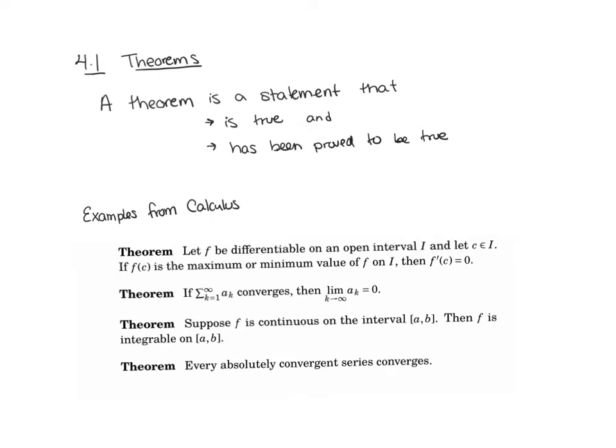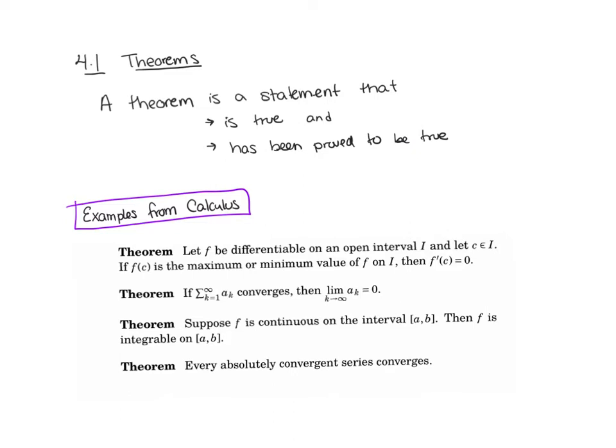We've actually seen a bunch of statements before in calculus, so we've copied some calculus examples here from the book. The first one says, let f be differentiable on an open interval I, and let c be a point in I. If f of c is a maximum or minimum value of f on I, then f prime of c equals 0. If the sum from k equals 1 to infinity of a_k converges, then the limit as k goes to infinity of a_k equals 0. Suppose f is continuous on an interval [a,b], then f is integrable on [a,b], and every absolutely convergent series converges.